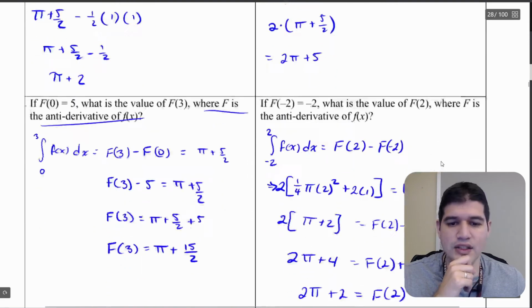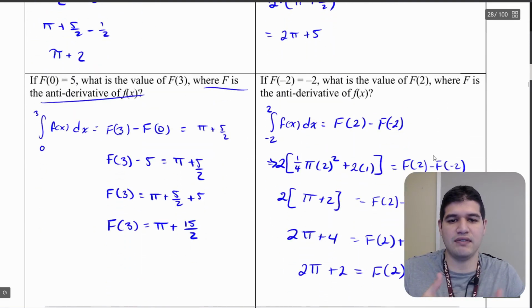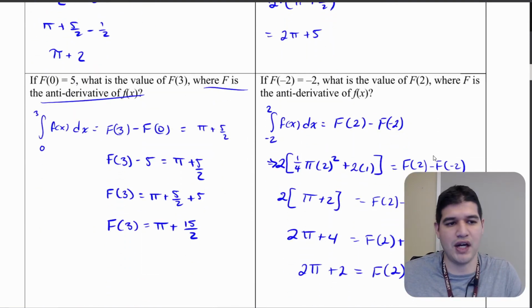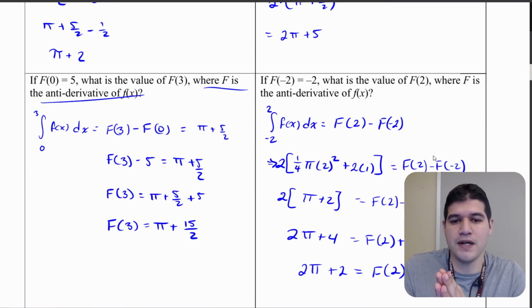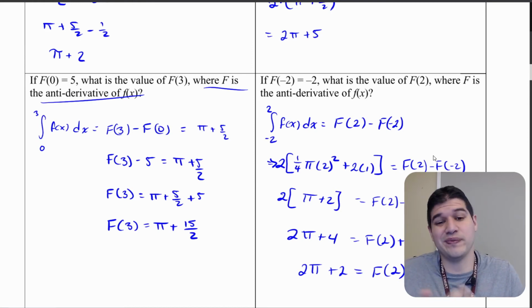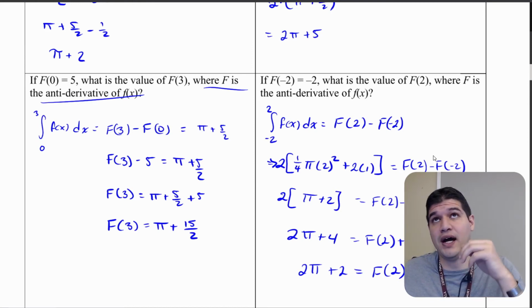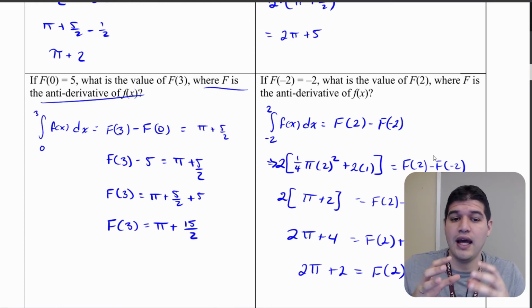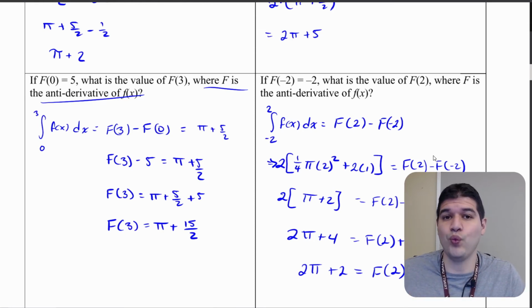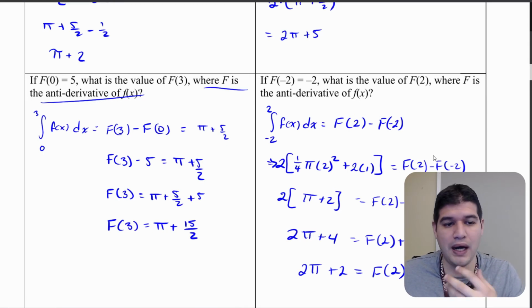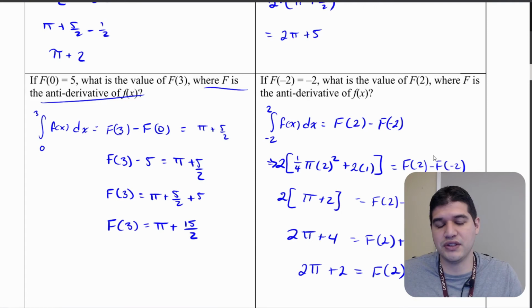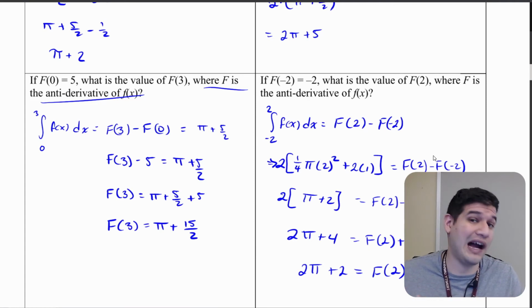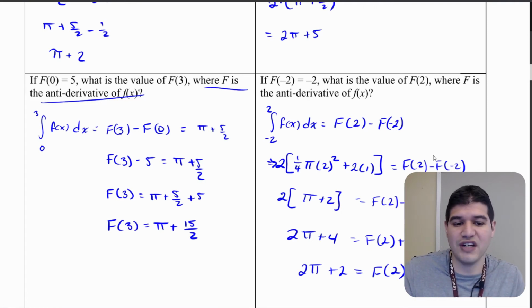Now in these last two problems, notice that it gives us kind of like a start value. We know f of 0 is 5, or we know f of -2 equals -2. So the one on the left there, all I did was write out, okay, what do I know about this integral? Well, from 0 to 3 of f of x dx, that's going to be, by the fundamental theorem of calculus, f of 3 minus f of 0. We have that from the first problem, pi plus 5 halves. So I just kind of fill in the blanks. We know f of 0 is given to us, that's going to be -5 here, and then I just solve for f of 3 from that.